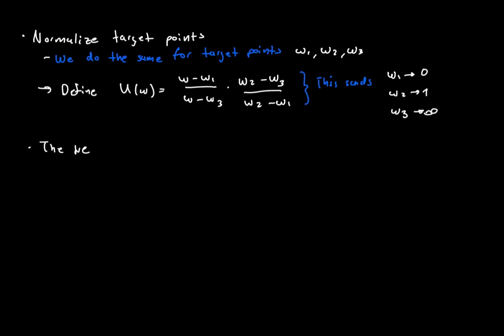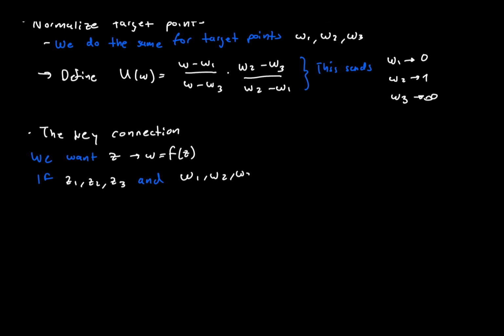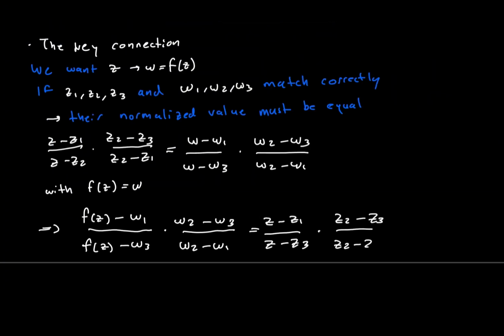Now comes the key idea. If z maps to W correctly, then the normalized z value must equal the normalized W value. So we set those two expressions equal. This gives the general 3-point Möbius transformation formula.